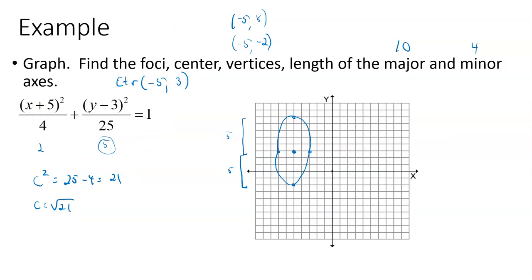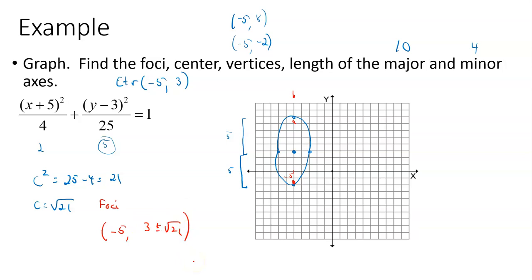If I'm looking for the foci, where do I put the foci? They're going to be on the major axis, which is right over here, where the x-coordinate is -5. So for my foci, the x-coordinate is -5. The y-coordinate starts at 3 and then goes up and down by the square root of 21. So up here and down here. So it goes from 3 up and down the square root of 21.